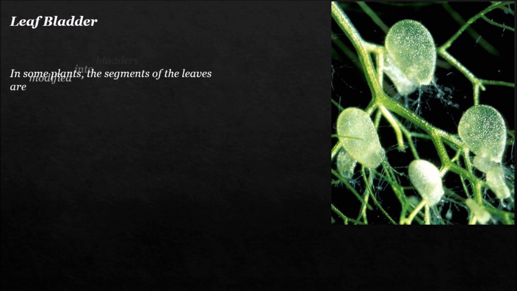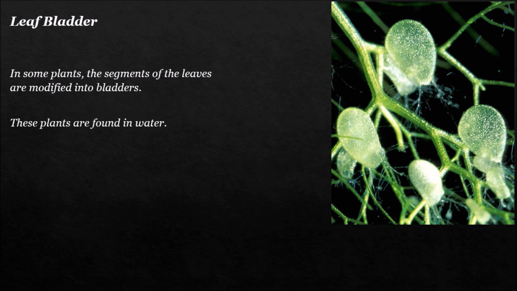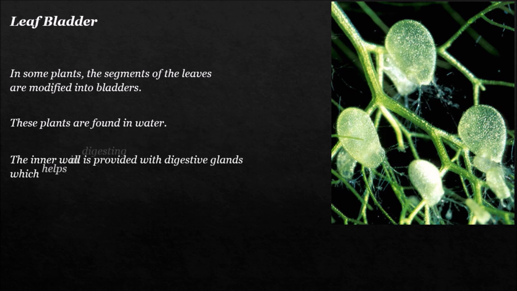Leaf bladder. In some plants, the segments of the leaves are modified into bladders. These plants are found in water. Generally in some aquatic habitats, we can find plants where the segments of the leaves are modified into bladders. The inner wall is provided with digestive glands which help in digesting the trapped insects. These also trap the insects, and the inner walls of the bladder have digestive glands, and this helps in digesting the trapped insect. Example, Utricularia. This is about leaves and modifications of leaf.